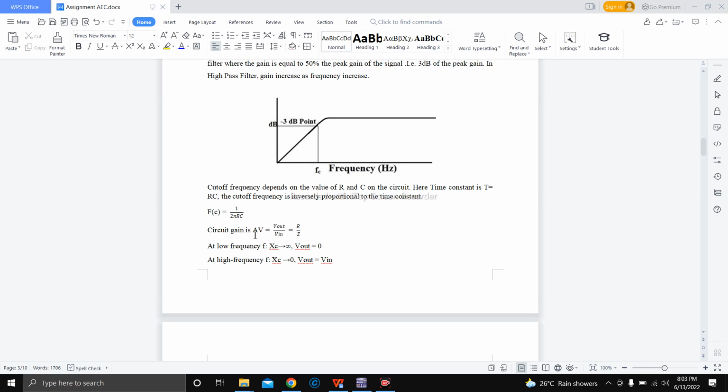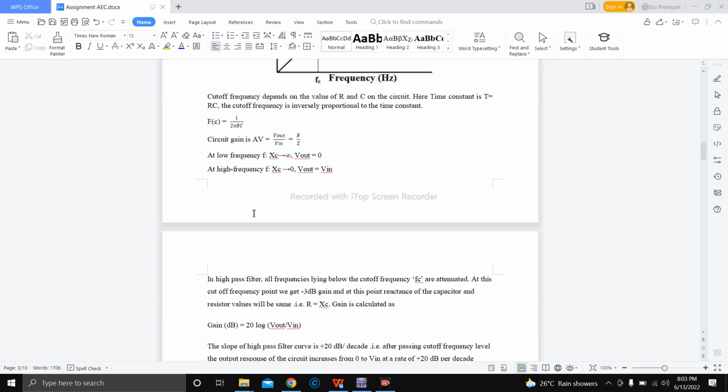Circuit gain is Av = Vout/Vin, or R/Z. At low frequency, Xc equals infinity, so Vout equals 0. At high frequency, Xc equals 0, so Vout equals Vin.